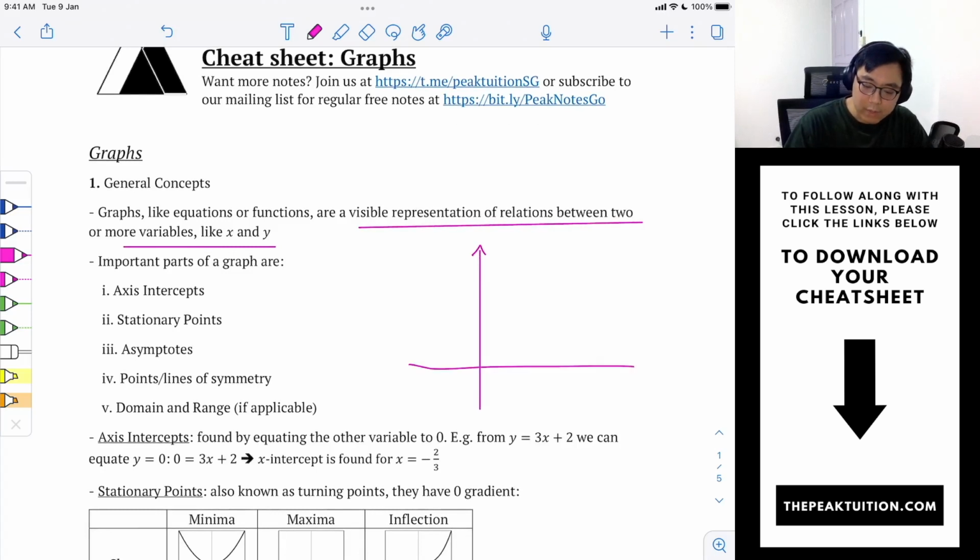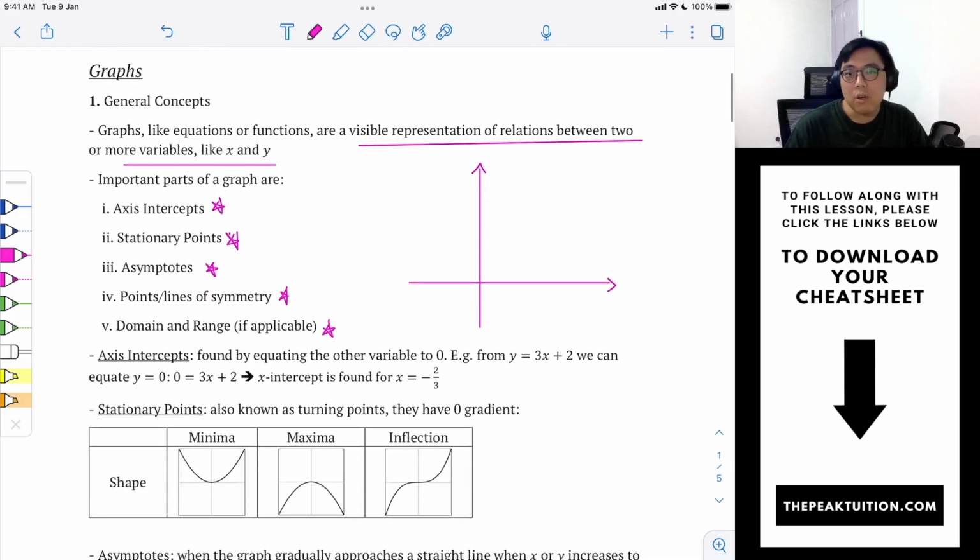So on a graph, we have several important things that we need to take note of. One is the axis intercepts, then there's the stationary points, asymptotes, points or lines of symmetry, and finally, for some questions, you will need to take note of the domain and range. We'll talk more about what domain and range are in a moment. But basically, starting off with axis intercept, axis intercepts are basically when a graph cuts the x or y axis.